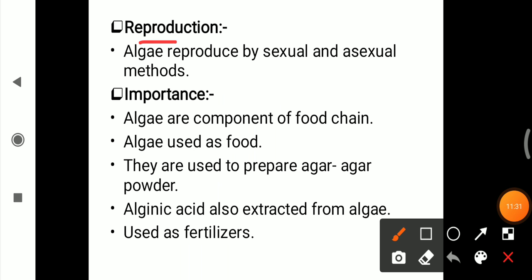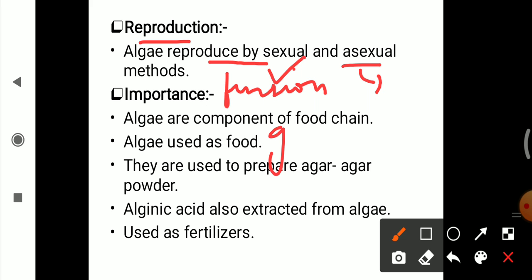If we talk about reproduction, algae reproduce sexually and asexually. Asexual methods of reproduction include fragmentation, spore formation and binary fission, and binary fission is mostly found in algae such as diatoms. If we talk about the sexual mode of reproduction, that is mostly found in the higher algae. Higher algae reproduce by the fusion of two gametes.